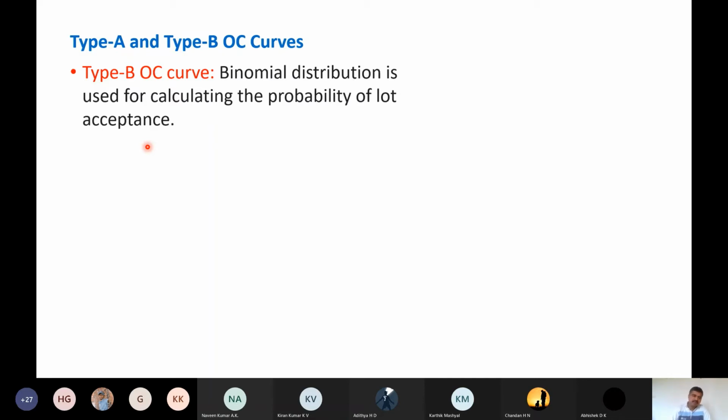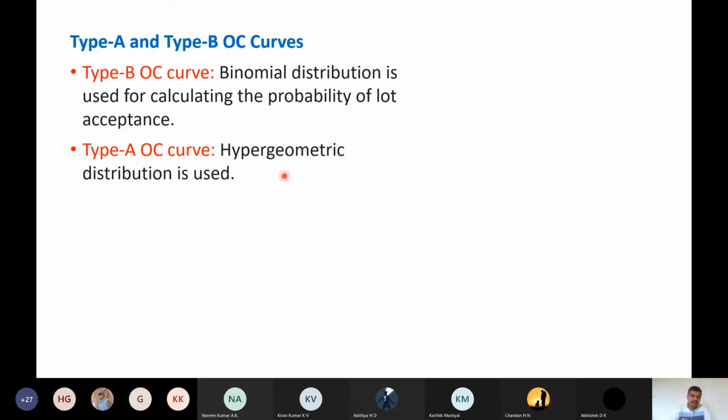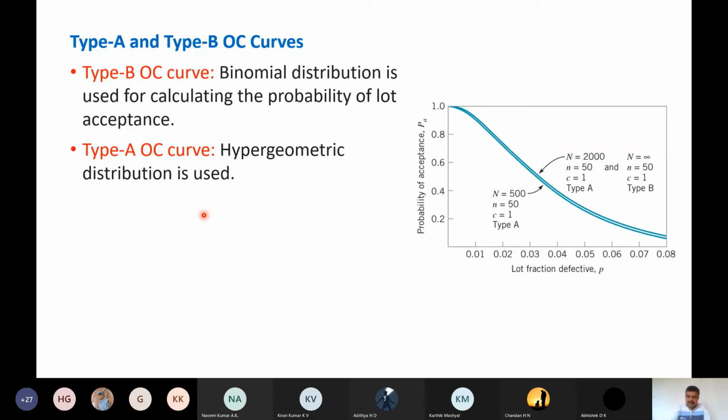For type B, in order to find this probability of lot acceptance PA, we are framing the equation based on the binomial distribution. Whereas for the type A curve, in order to find the probability of lot acceptance, we are framing the equation using the hypergeometric distribution. So this is an example of type A and type B. Again, we are plotting the same values, lot fraction defective and probability of acceptance.